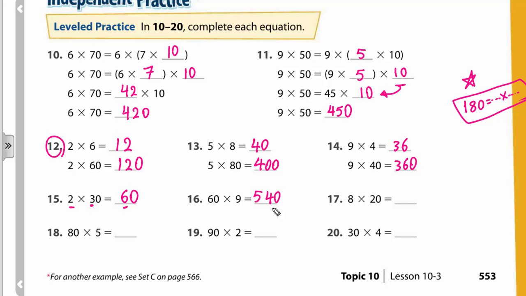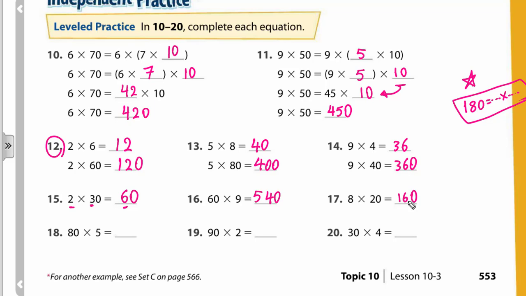Ali? Yes, I am here. Question 17. 8 multiplied by 20. 8 multiplied by 2 equals 16, and 8 multiplied by 20 equals 160. Excellent. Thank you. Wow, I like my heroes.